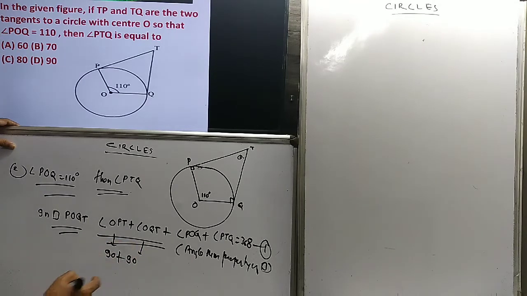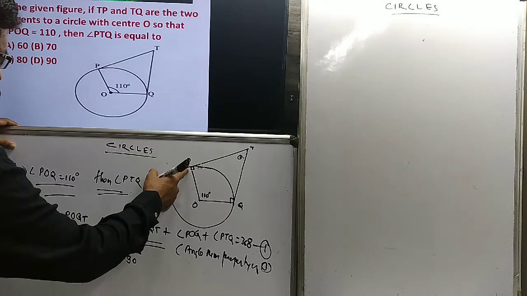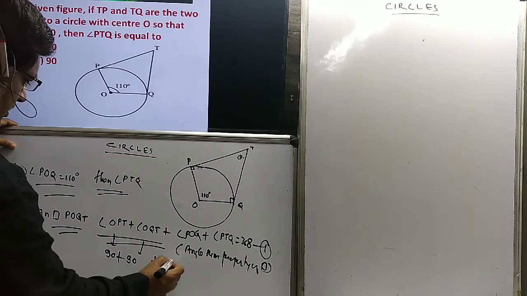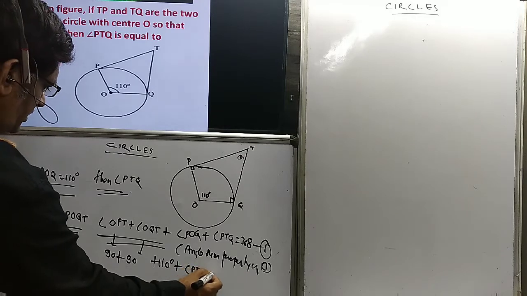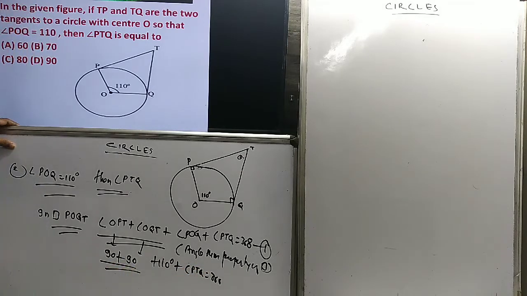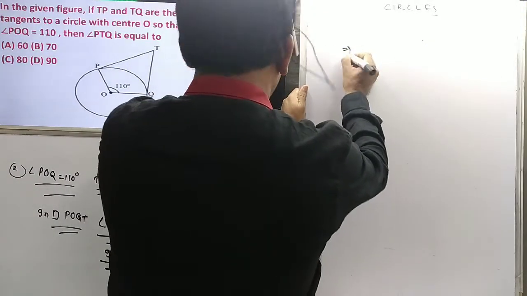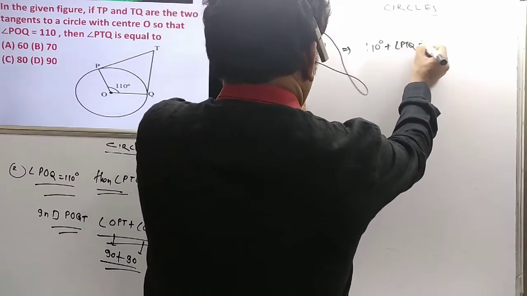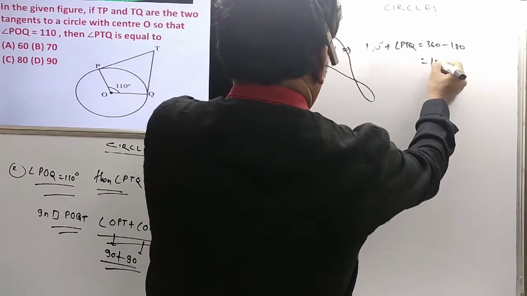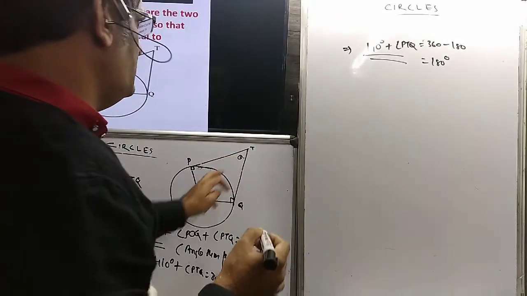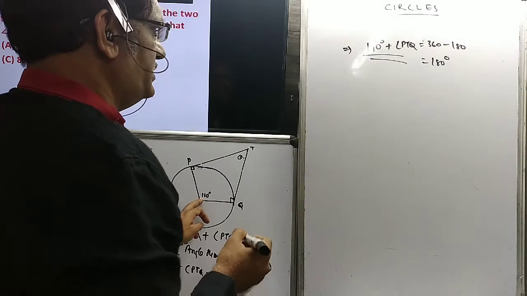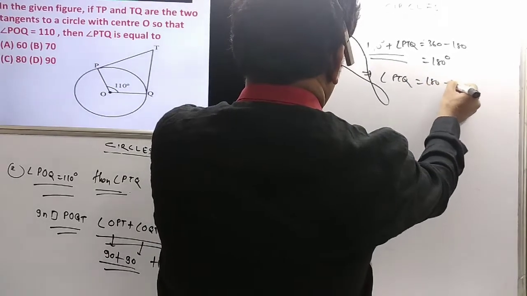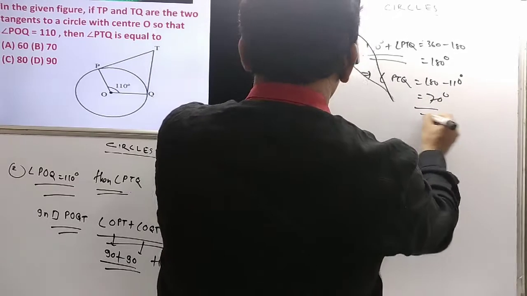The reason is that these two angles are 90 each because these are the angles made by the radius with the tangent at the point of contact. And this angle is given, this angle is 110 degrees. So angle PTQ equals 360, this is 90 plus 90, 180. It implies 110 degrees plus angle PTQ is equal to 360 minus 180, that is 180 degrees. So the sum of these two angles is 180 degrees, which means these are supplementary to each other. Implies angle PTQ equals 180 minus 110 degrees, that is equal to 70 degrees.